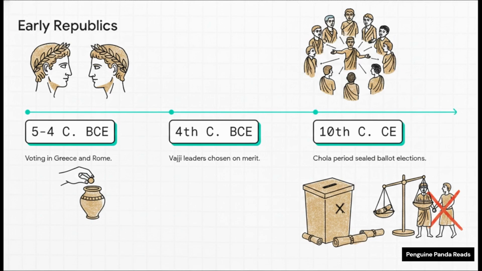Fast forward to the 10th century CE in Tamil Nadu under the Chola period, and we have inscriptions detailing a local election process using sealed ballot boxes. They even had strict rules for removing corrupt officials. The common voice has always had power, long before the modern era.